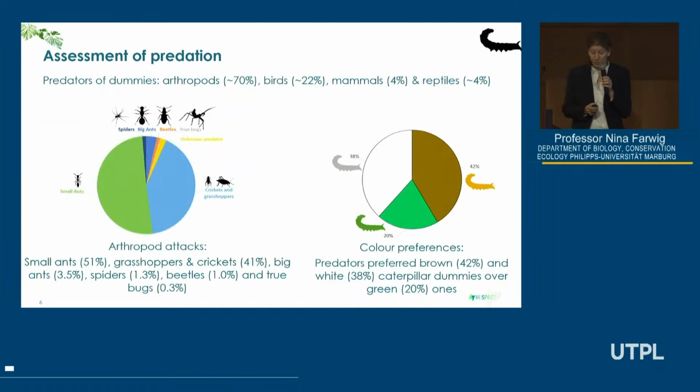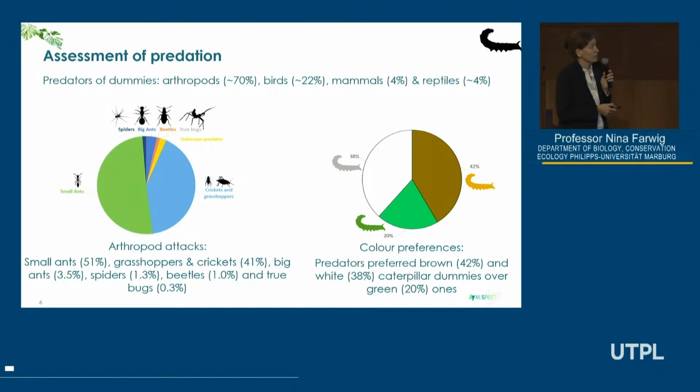So here are the first results. They are preliminary results, not finally sorted, but what we could see is that most of the dummies were attacked by arthropods, roughly 70%. Birds took roughly 20%, mammals and reptiles around 4% each. And if we look a bit more into the arthropods, you see that the largest part of caterpillars were attacked by small ants. There were a lot of crickets and grasshoppers attacking them, and also spiders, big ants, beetles, true bugs, and some unknown arthropods were among the predators.